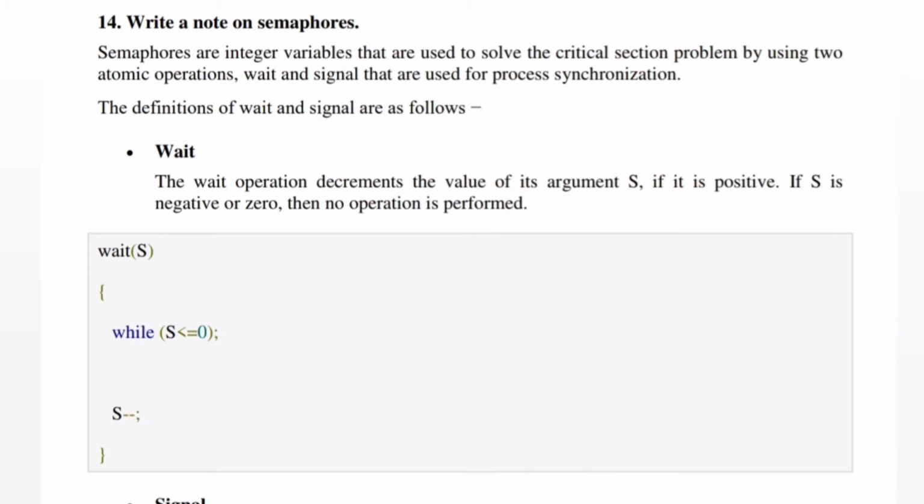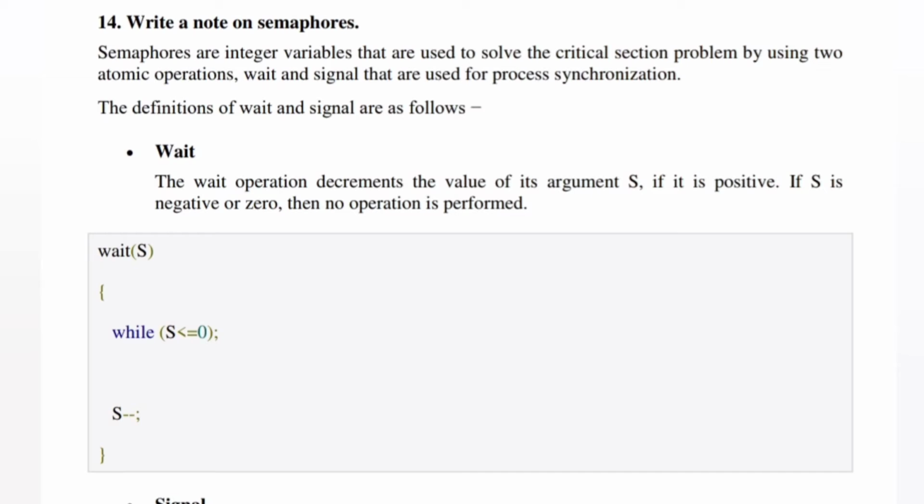Write a note on semaphores. Semaphores are integer variables that are used to solve the critical section problem by using the atomic operations wait and signal, that are used for process synchronization. The definitions of wait and signal are as follows.